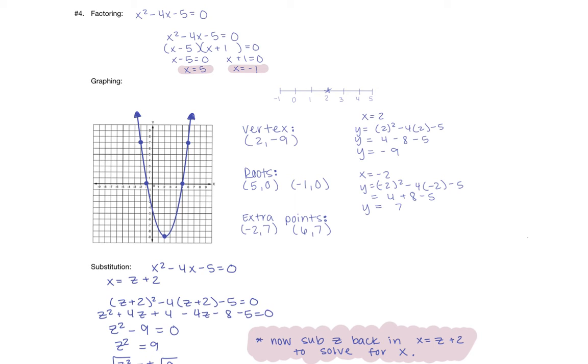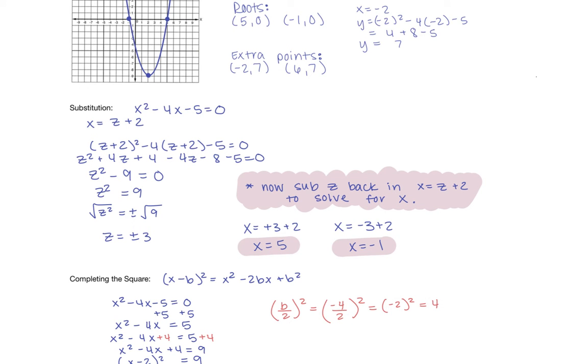And then for my extra point, since I know it mirrors it perfectly on the left side that it does the right side, I just find x equals negative 2. So when x equals negative 2, y equals negative 2 squared minus 4 times negative 2 minus 5. So then we get 4 plus 8 minus 5, so y equals 7. So when x is negative 2, y is 7, and then when x is 6, y is also 7. So I go ahead and plot those 2 points and then connect.